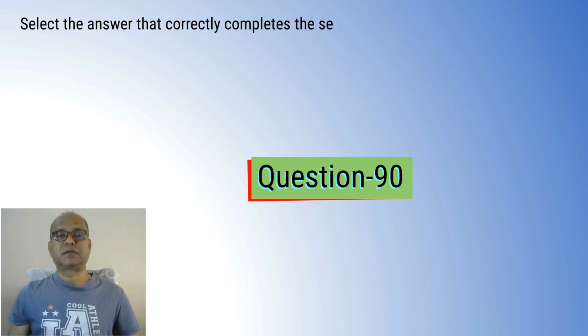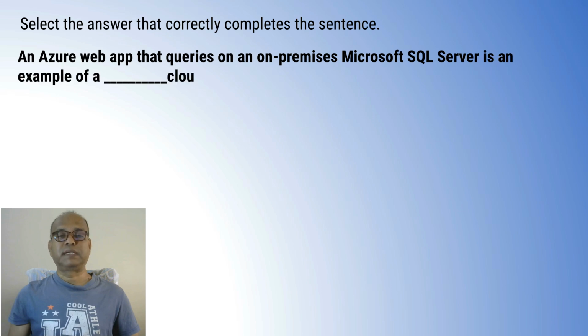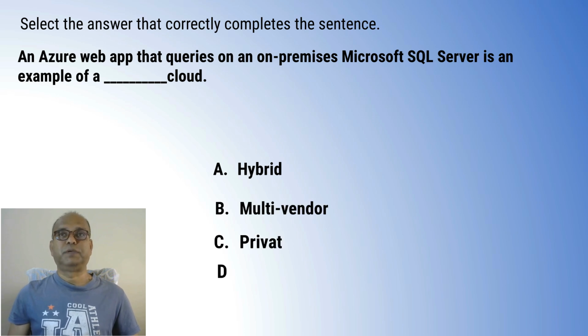Select the answer that correctly completes the sentence. An Azure web app that requires an on-premises Microsoft SQL server is an example of dash cloud. Option A, hybrid. Option B, multi-vendor. Option C, private. Option D, public.